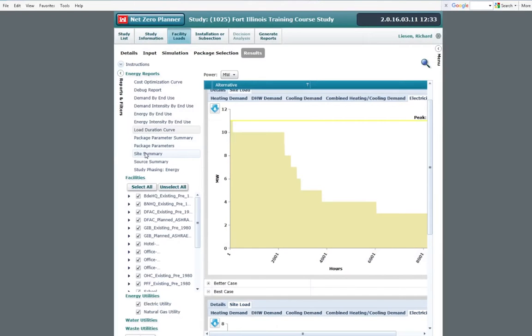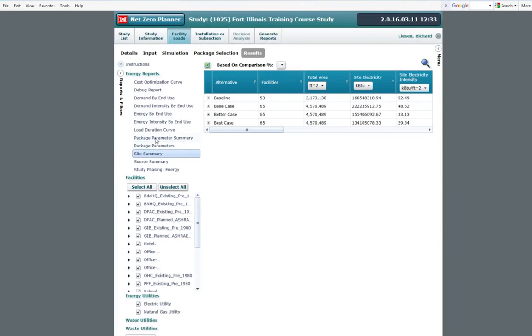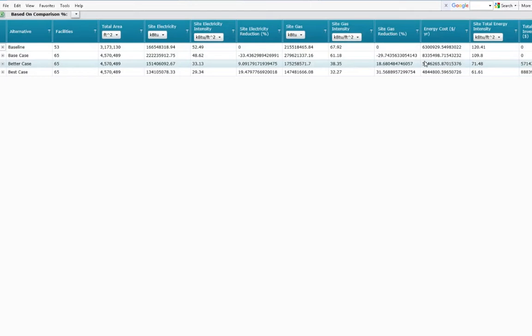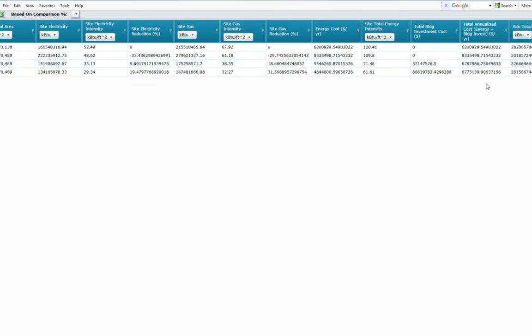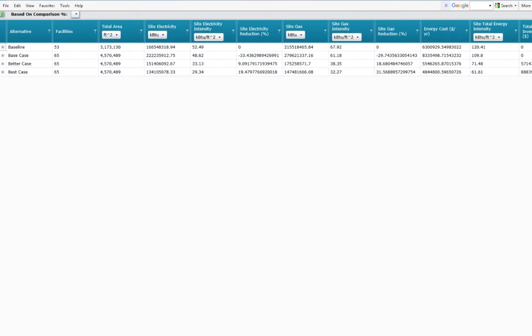We've seen the site summary report. I'm going to come back to these package summaries in a minute. We see that site summary report here, and we've looked at this multitudes of times. It's kind of our go-to report, where we go first, and we've got our investment costs and our number of facilities. We've looked at that quite a bit, so we're familiar with this one.